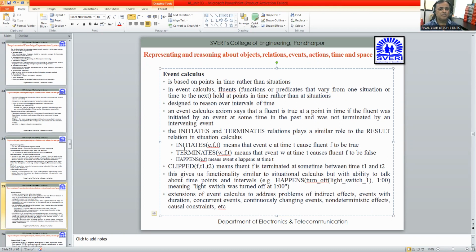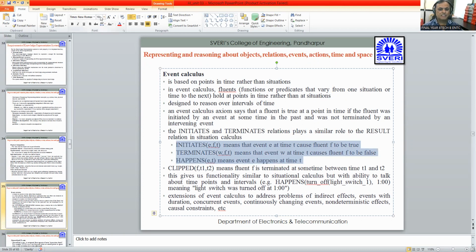So happens will come into the picture when you consider them as the event happening. So Happens, Initiates and Terminates. Initiates(E, F, T): event E at time T causes fluent F to be true. Terminates(E, F, T): event E at time T causes fluent F to be false. Happens(E, T) means event E is happening at time T. This is called Happens.